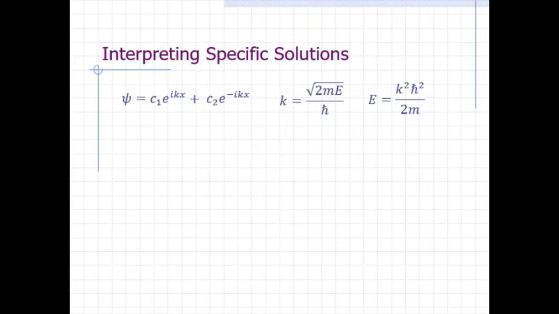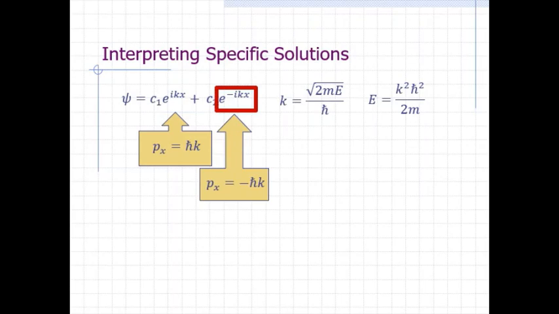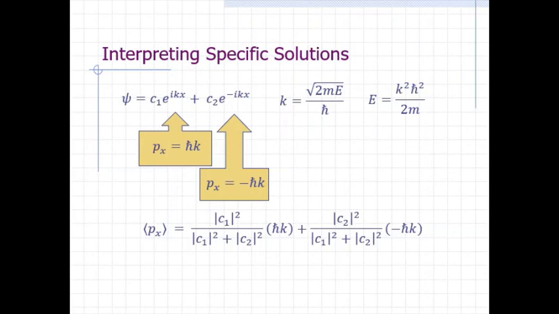Let's generalize to cases where C1 and C2 are both non-zero, but not necessarily equal. We can see that psi is a linear combination of two eigenfunctions of the momentum. The function e to the ikx is an eigenfunction of the momentum operator with an eigenvalue h bar k. The function e to the negative ikx is an eigenfunction of the momentum operator with eigenvalue negative h bar k. The squares of the absolute values of C1 and C2 tell us the relative probabilities of obtaining h bar k and negative h bar k if we measure the momentum of the particle.